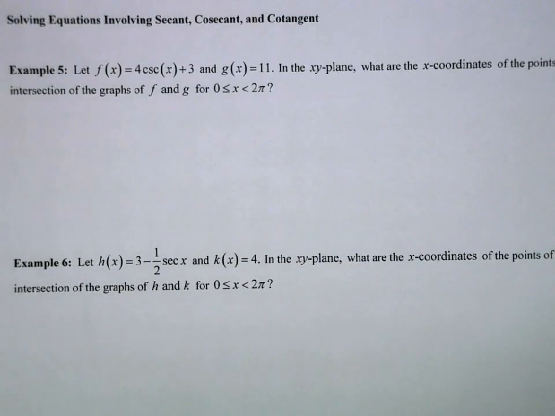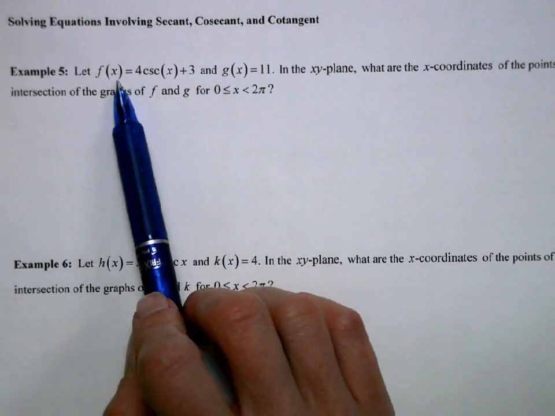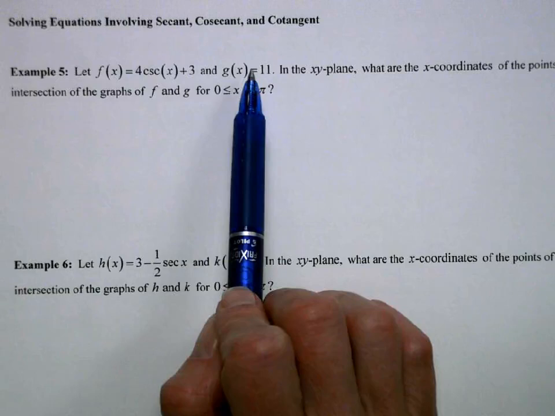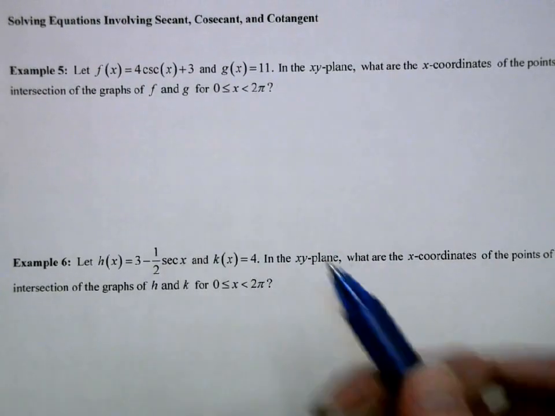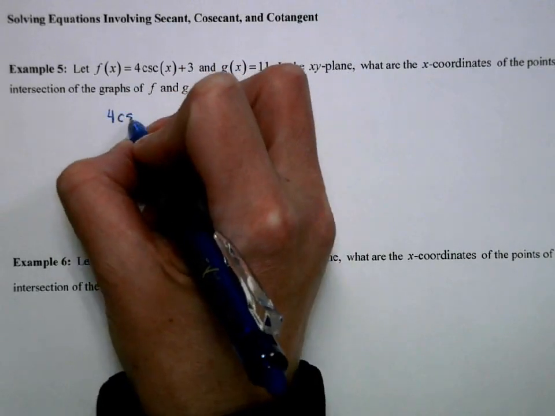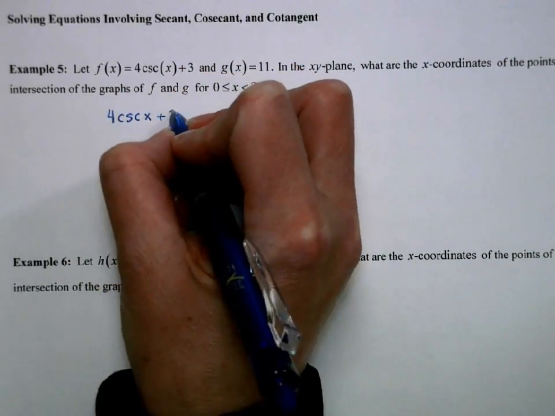In our last lesson, we solved trig equations. We can do that with not just sine, cosine, and tangent, but we can also solve equations with secant, cosecant, and cotangent. We're going to solve for the trig function, and then I'm going to convert it to what we're more comfortable with, the reciprocal. So here, let f of x equal 4 cosecant x plus 3, and g of x is 11. What are the x-coordinates for the points of intersection between 0 and 2 pi? So we're saying, where does 4 cosecant of x plus 3 equal 11?